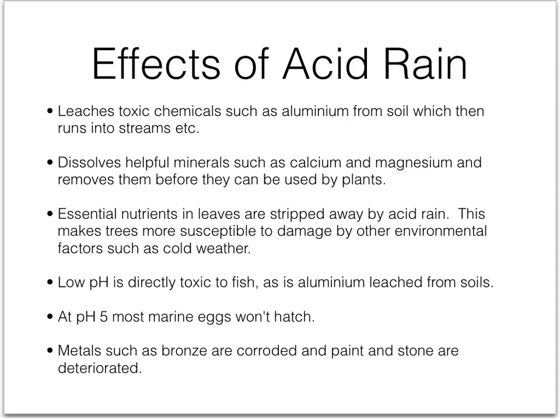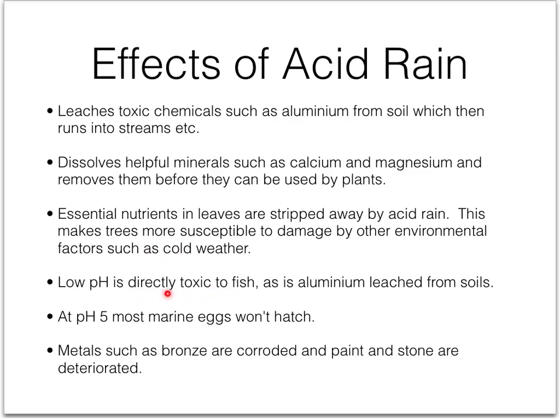So we've got acid rain leaches toxic chemicals such as aluminium from the soil, which runs into streams. Now, aluminium is directly toxic to fish. It's also toxic to plants if it builds up. It dissolves helpful minerals such as calcium and magnesium and removes them before they can be used by plants. Essential nutrients in leaves are stripped away by acid rain, making the tree more susceptible to damage by other environmental factors such as cold weather.